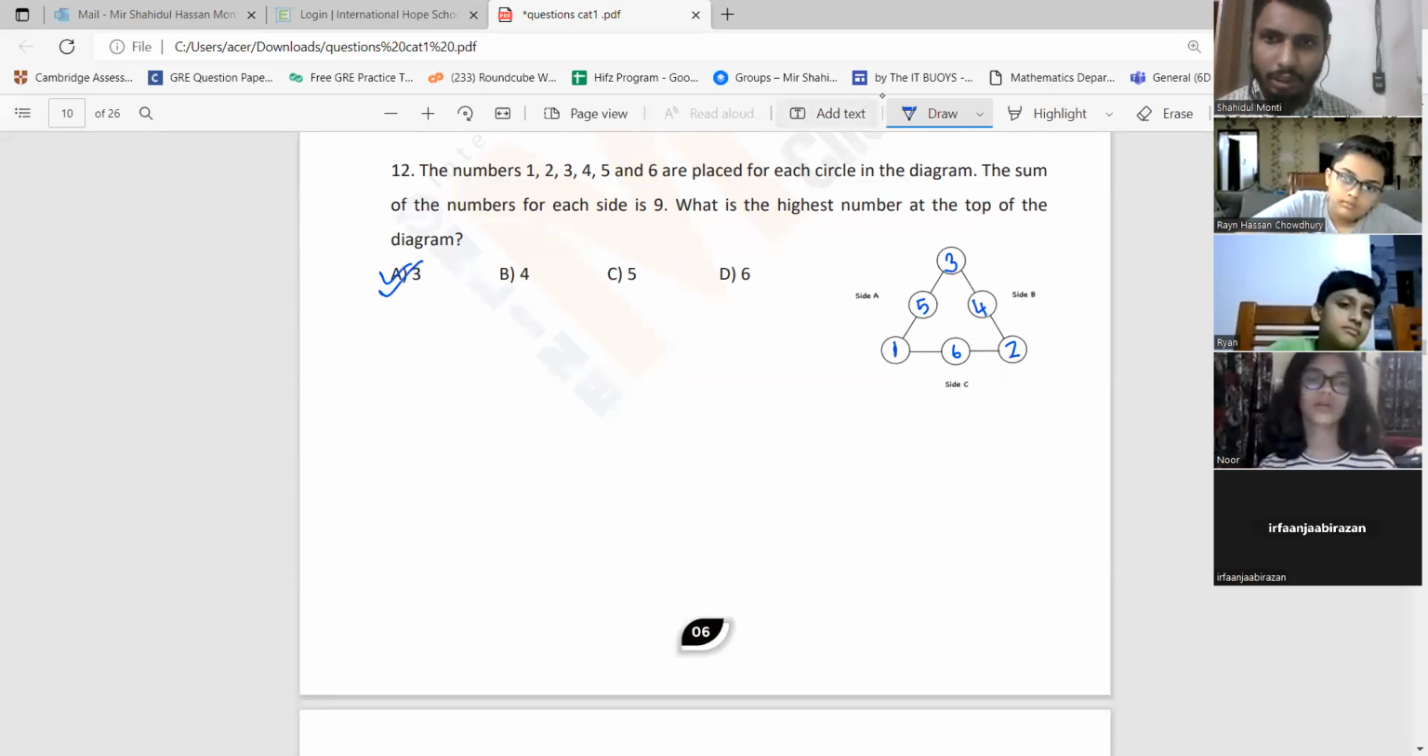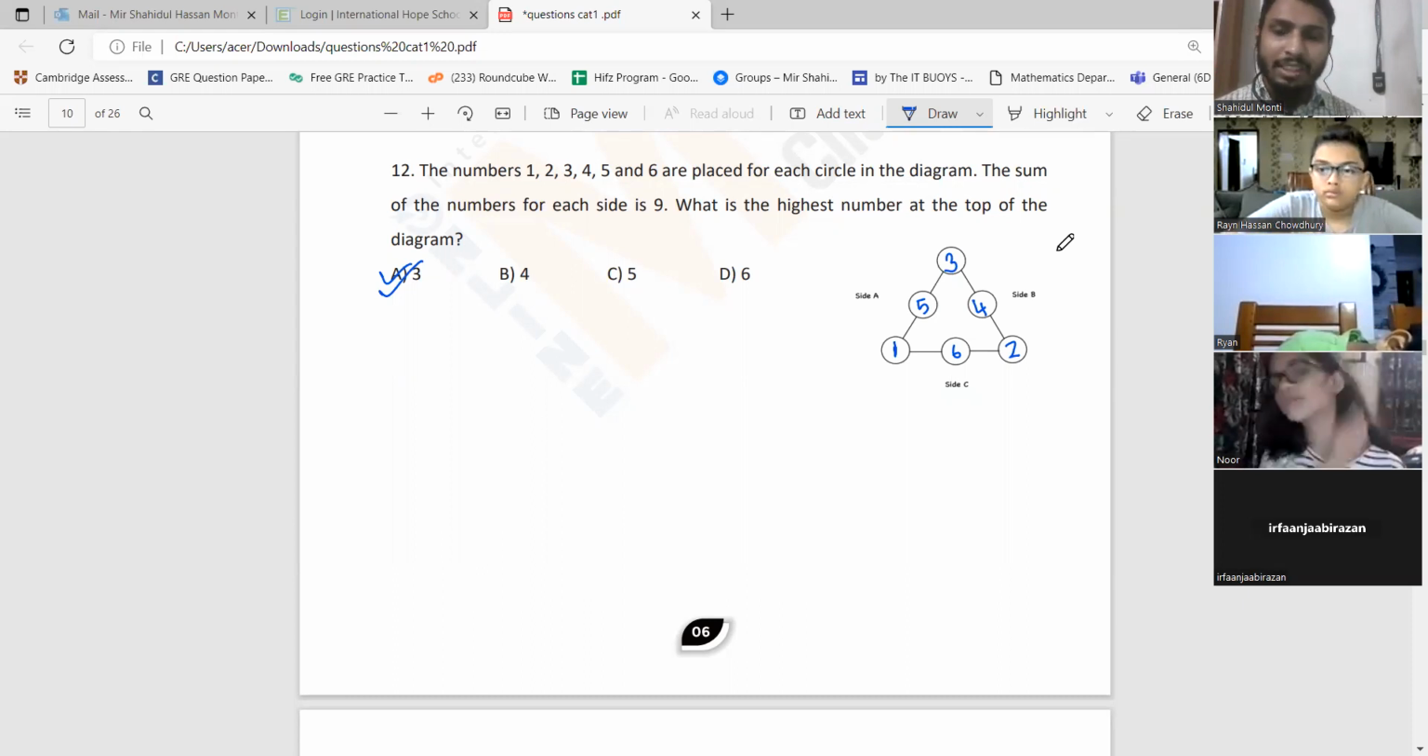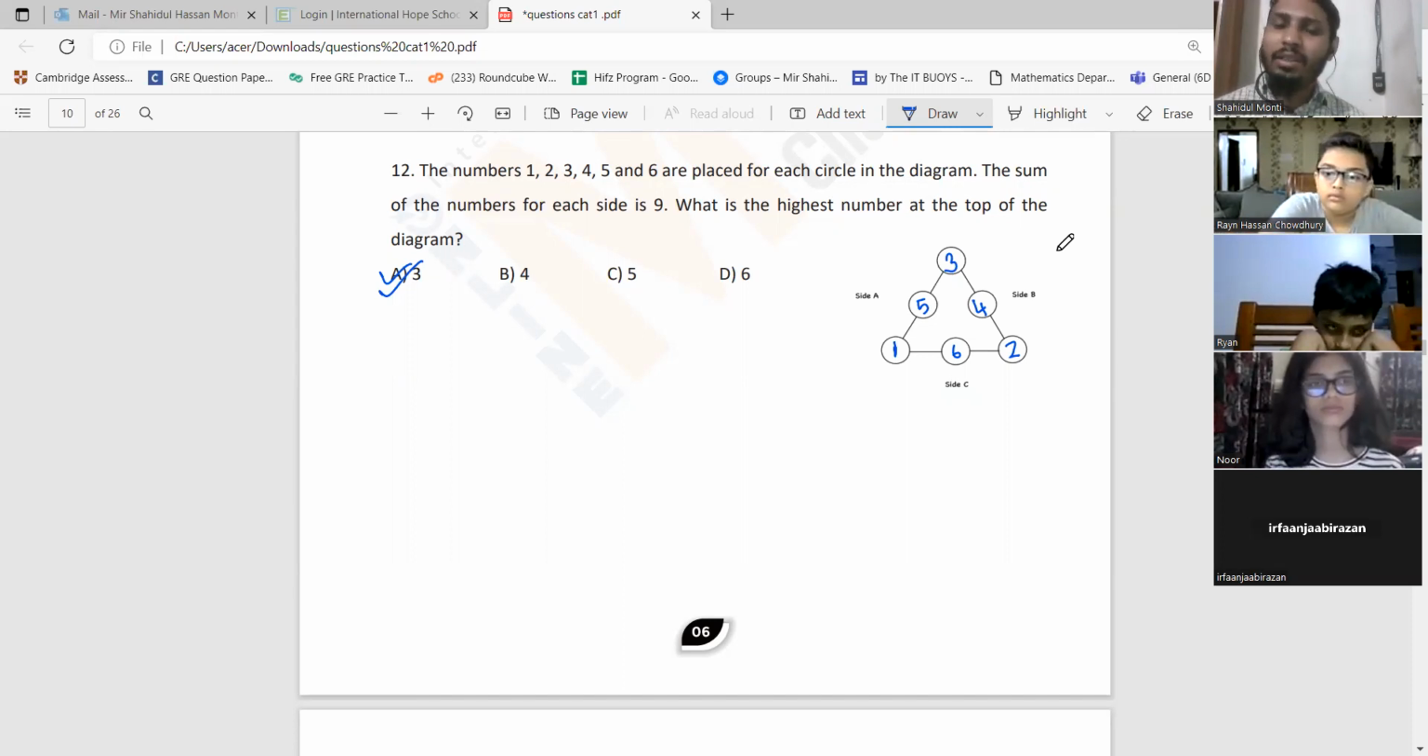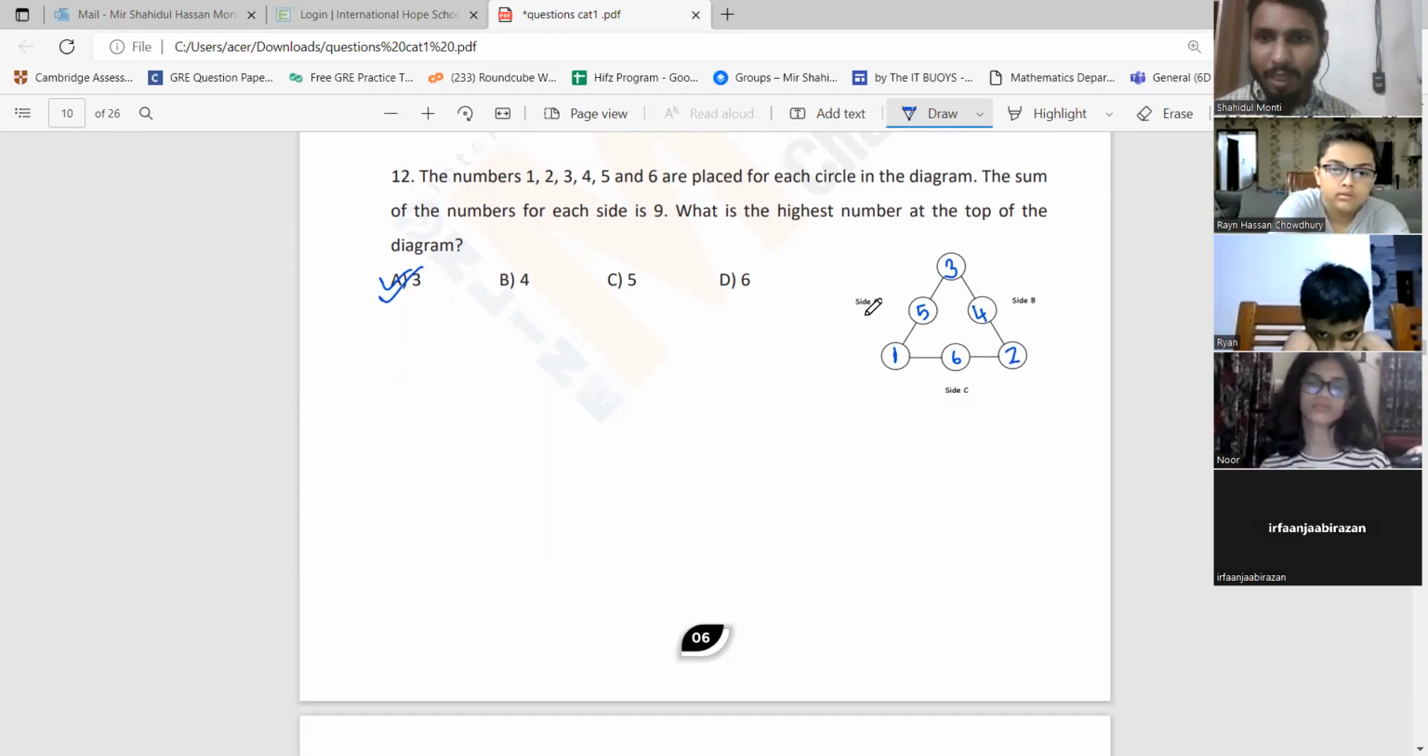All right. So this is how you do it. The bigger numbers should be in the middle. You cannot put the bigger numbers 4, 5, 6 on the corners. Then we are having a real problem. One of the sides will be more than 9. We cannot do it. That's why we have to put smaller numbers on the side and the bigger numbers in the middle. All right. So this is a logical question. There isn't much mathematics here.